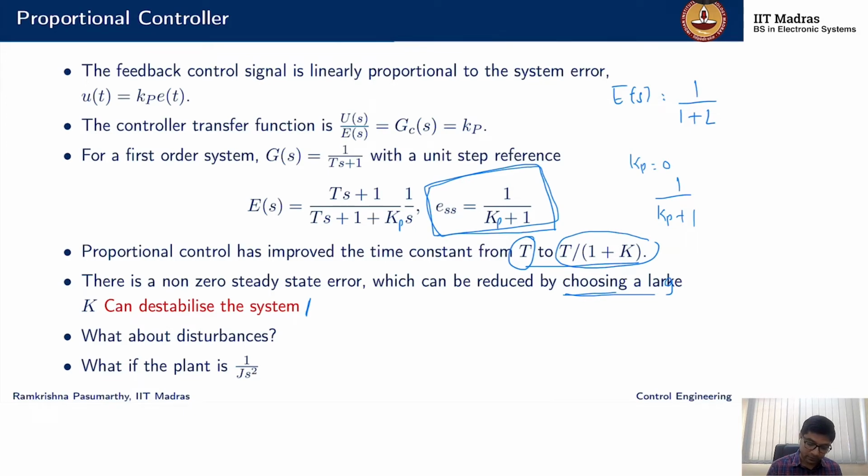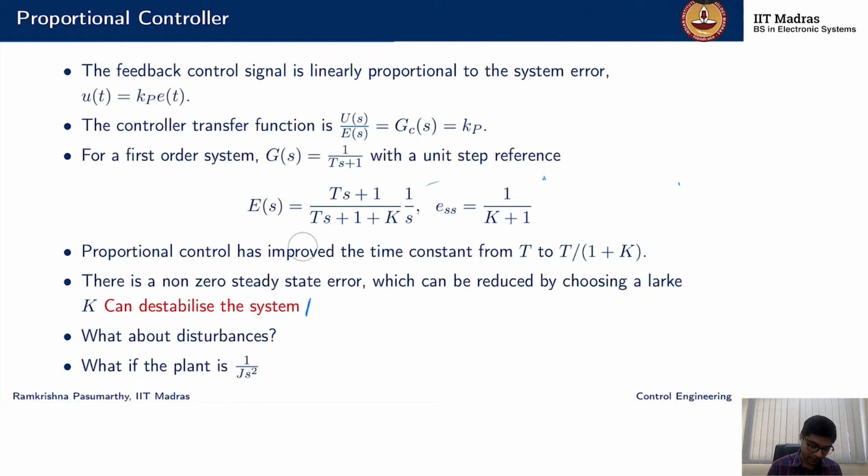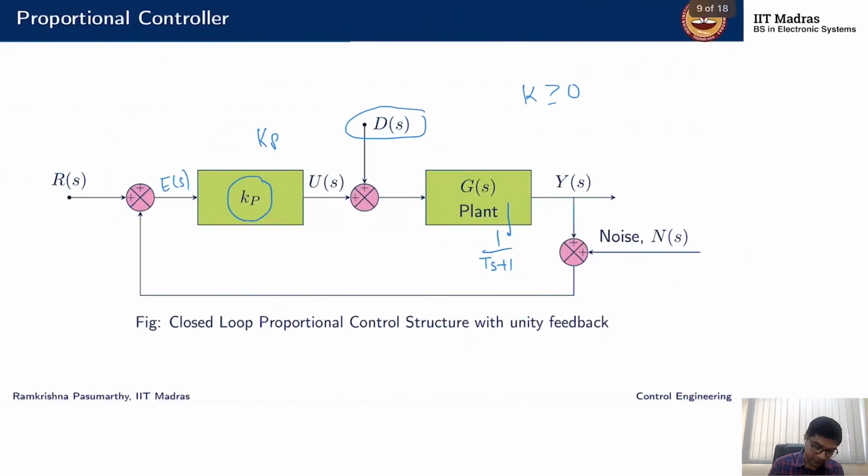A quick question that we will answer here is what happens when the plant is of the form J s square, and so we'll write here. So this plant is no longer Ts plus 1, but it is now just J of s square. The controller remains the same.